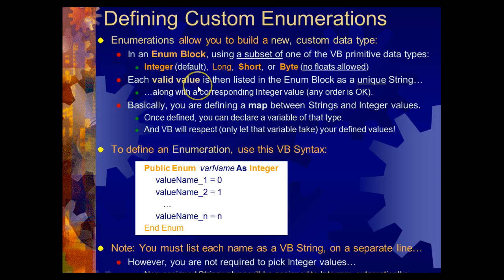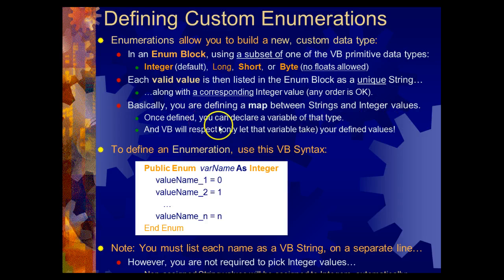Each valid value is then listed in the enum block as a unique string. So here are the unique strings, along with the corresponding integer value. Any order is okay, so you don't have to do it in numeric order here. Basically, you are defining a map or an association between the string and the integer values.